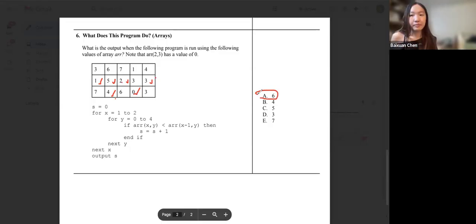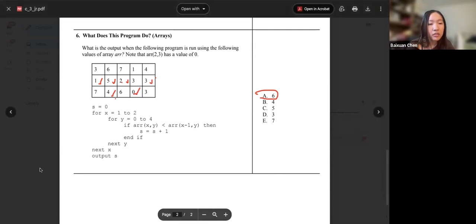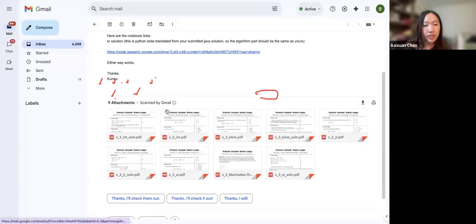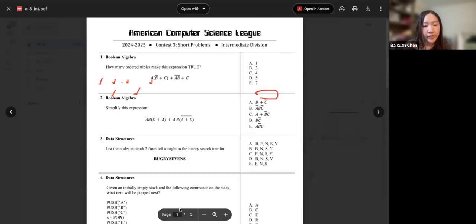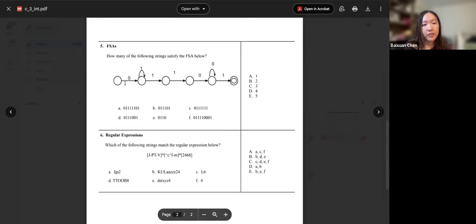Are there any questions about this problem? No? Okay, then keep going. Okay, then let's go on to the intermediate. Okay, so we have Boolean algebra again, and data structures, and FSAs and regular expressions.